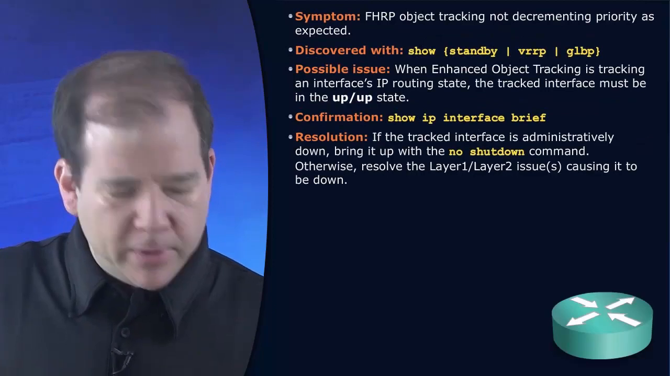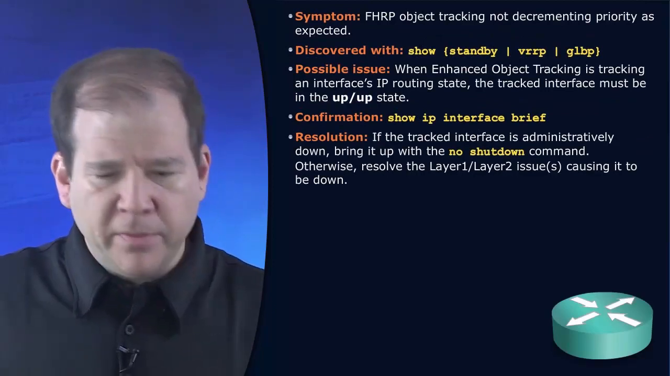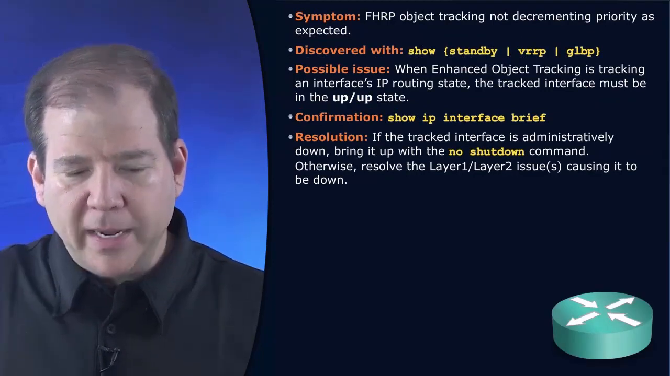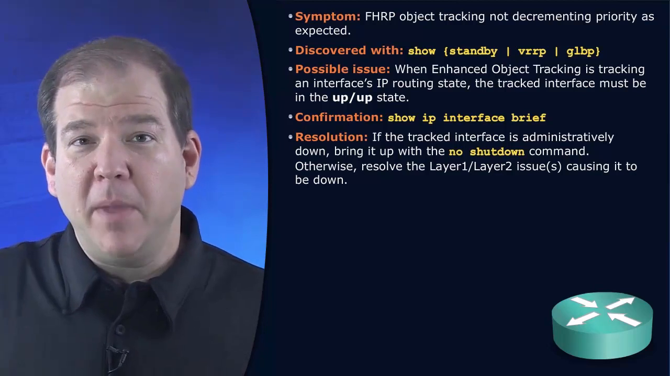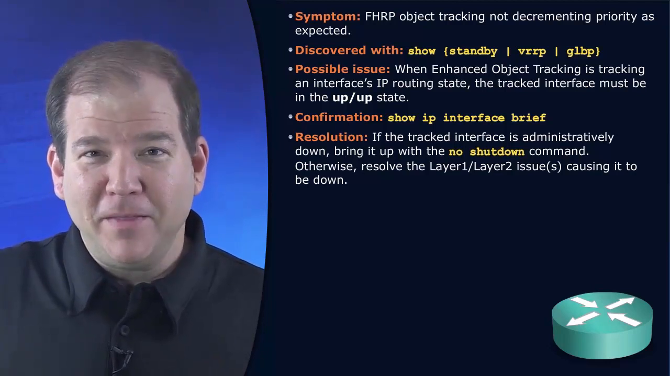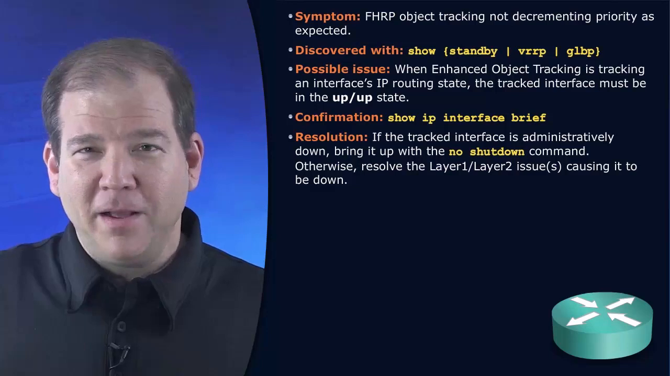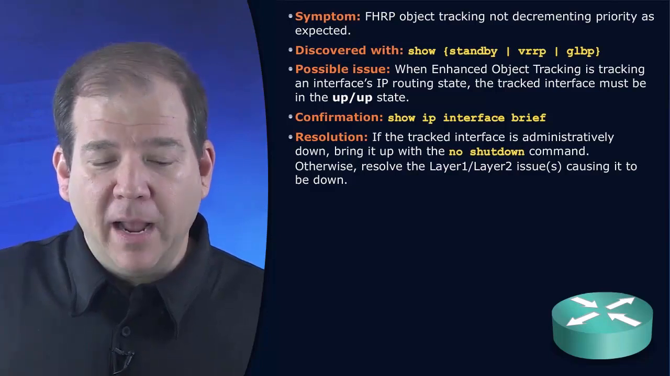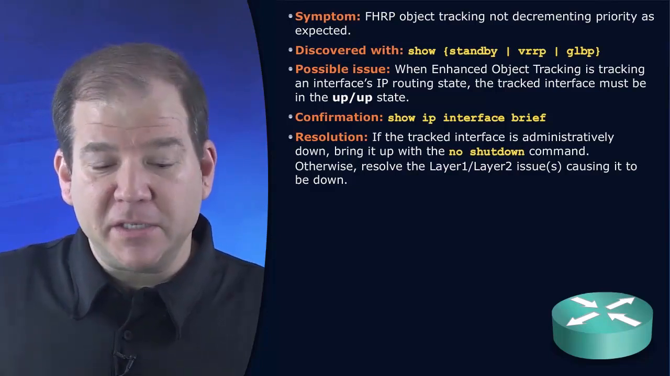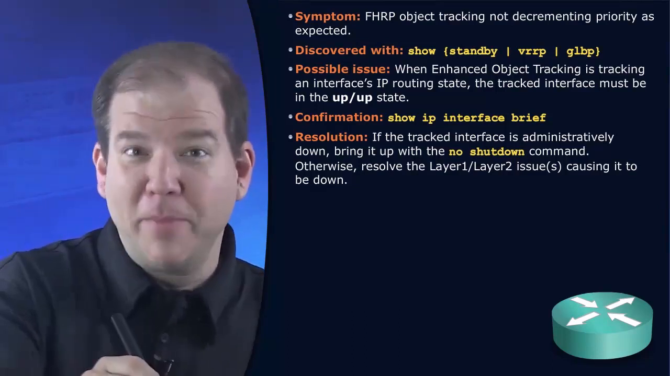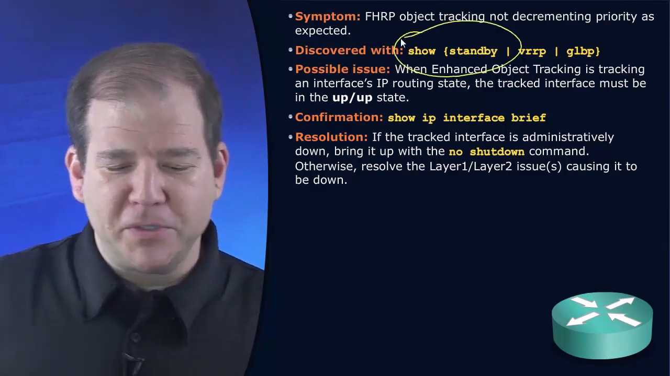Something else that might happen is the line protocol, the interface itself, is down. Maybe something is not plugged in. That could cause a layer 1 issue. Maybe we're administratively down. How do we determine if the interface itself is just down? And that would certainly decrement our priority that we would see in the output of the show standby command.